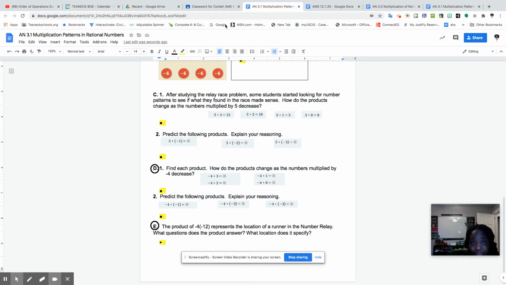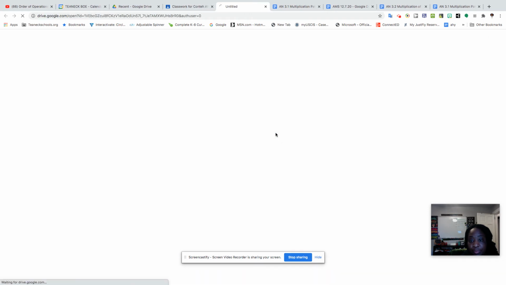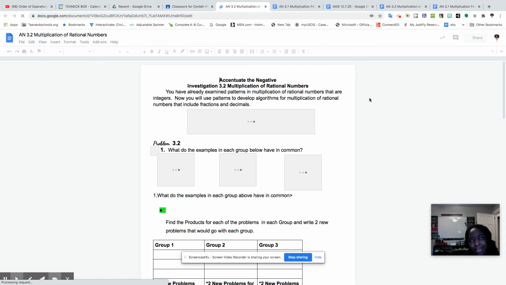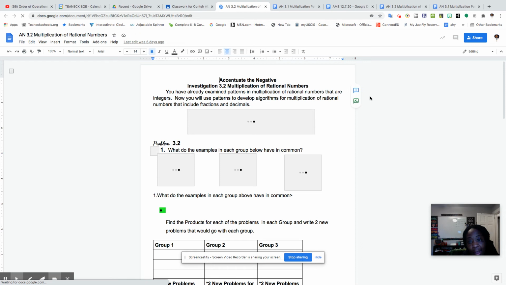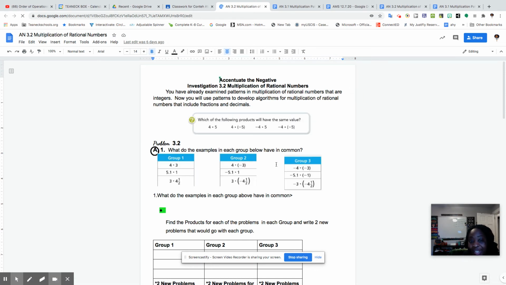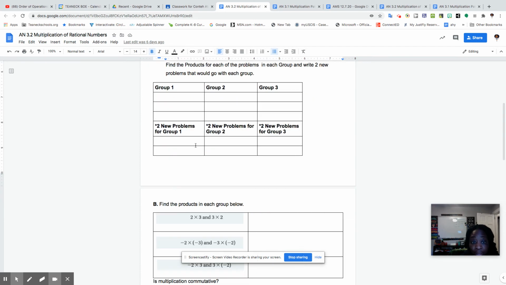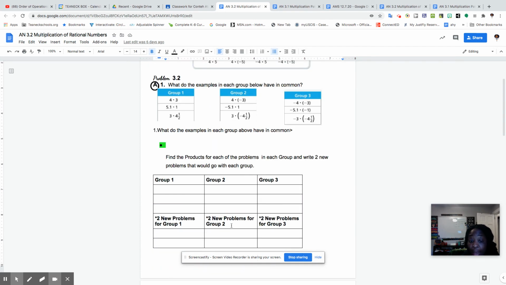And so that's 3.1. 3.2, very similar to what we did in 2.2. And I believe in 1.2, which you have problems in each group, and you'll be asked to solve those problems. But more importantly, once again, look at the patterns. So in group 1, here's some problems. Group 2, here's some problems. Group 3, here's some problems. What do they all have in common? And then you're asked to, of course, find the products for each of those in each group and create 2 new problems for each group.